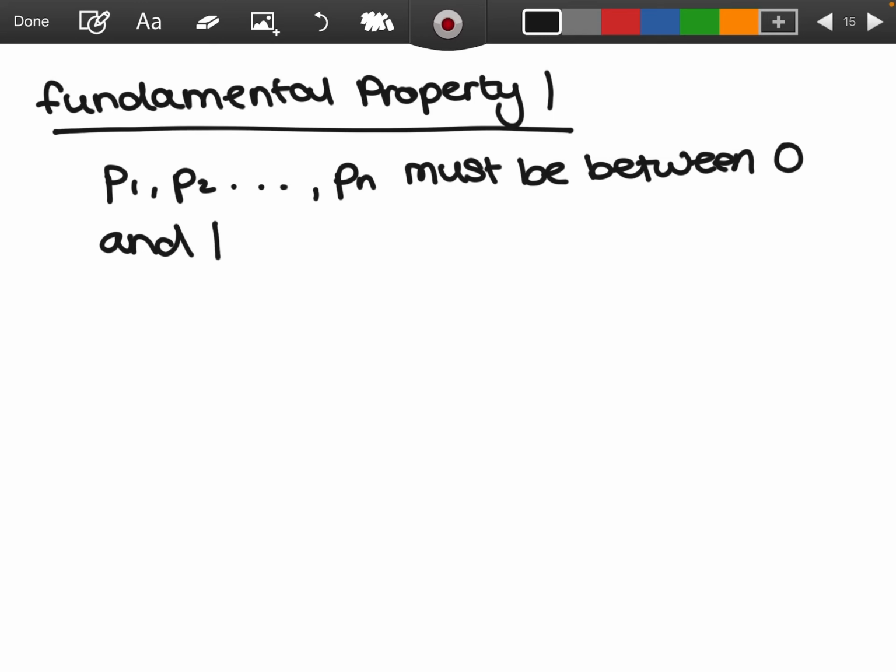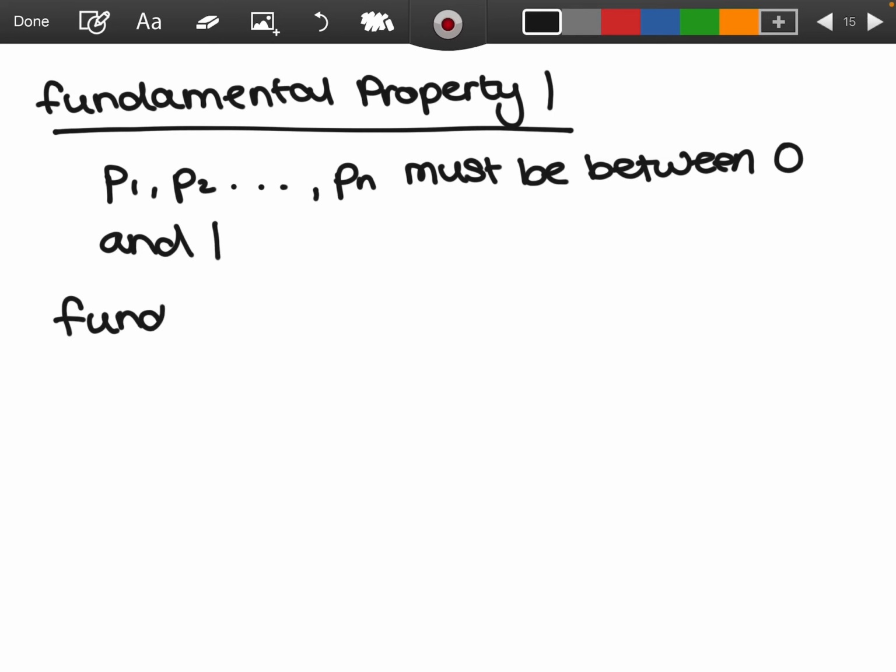Okay, so if you have a particular outcome that has a probability of 0 happening, that means it's never going to happen. There's no chance of it happening. If a particular outcome has a probability of 1, then it means that that is the only outcome that can happen. It's 100% the outcome that is going to happen. Okay, so each probability must be between 0 and 1.